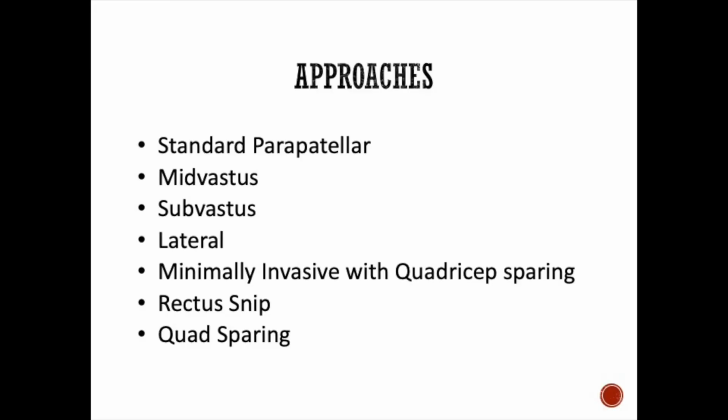So approaches to the knee, now that we're finally talking about the surgery aspect of the primary knee replacement, that's going to be your standard parapatellar, usually the medial parapatellar. There is a lateral parapatellar as well. There's the mid-vastus, the subvastus, the minimally invasive with quadriceps tendon sparing, the rectus snip, and the quad sparing procedures.